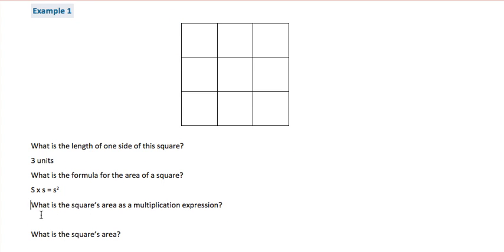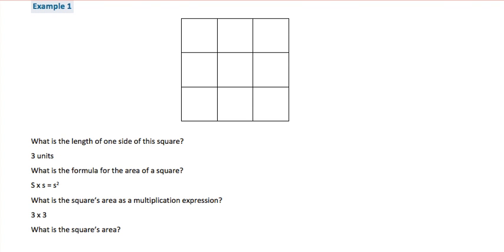So this square's area as a multiplication expression would be 3 times 3. And our final answer then is 9. And these are square units, because we're measuring all of this space inside, and we can see that there are 9 square units. You might even consider them tiles that make up all the area inside the square.